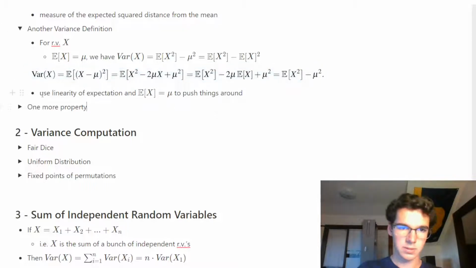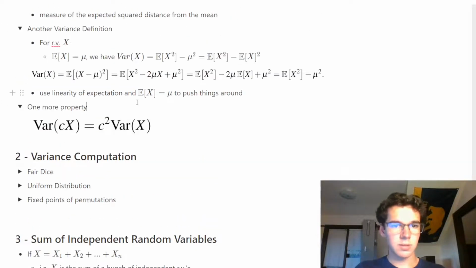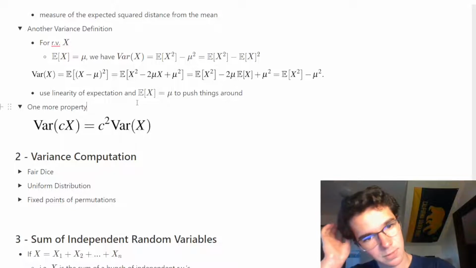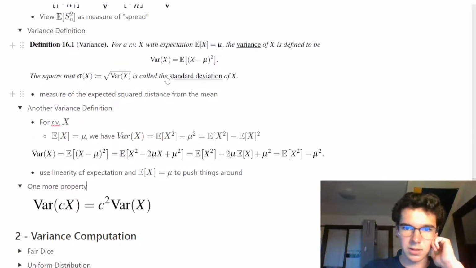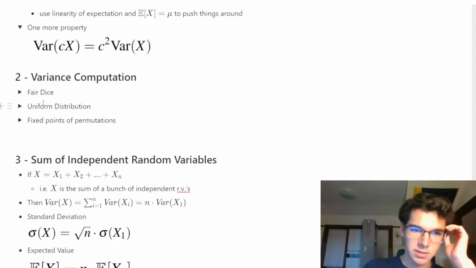Anyways, just another property: if we have a constant in here, we can just take out the constant squared, because the variance has this term squared. So yeah, I guess that sort of makes sense.